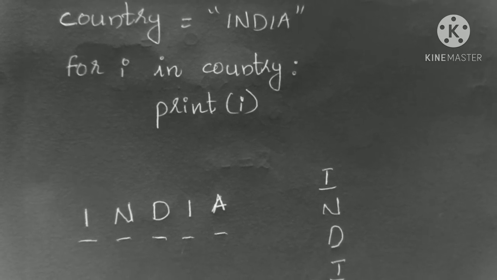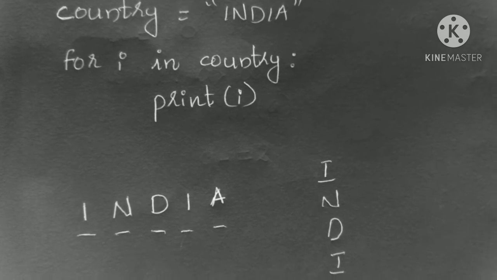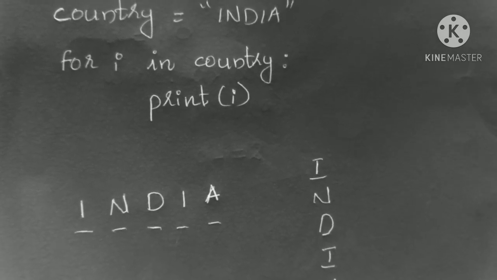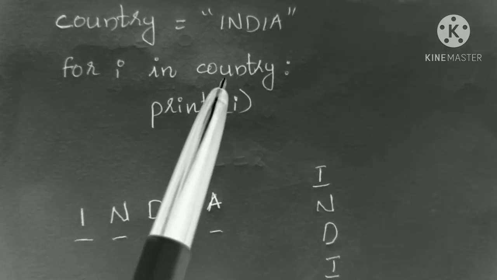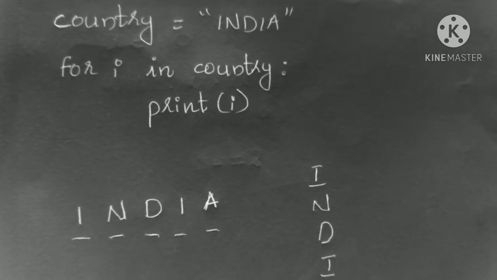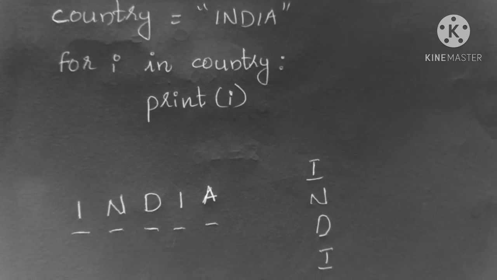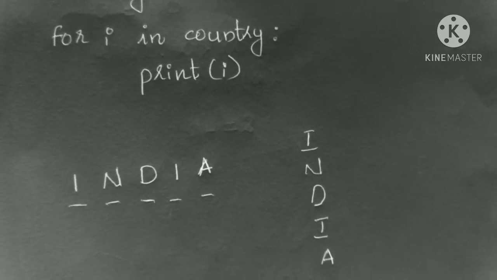Okay, children. So for I in country means here the value of I is not from 0 to the length. Here the value of I represents each element in this string, because this country is a string that stores the string India. Here the value of I is not equal to 0, 1, 2, 3, 4. Here the value of I is each element in this string. So this is our output.